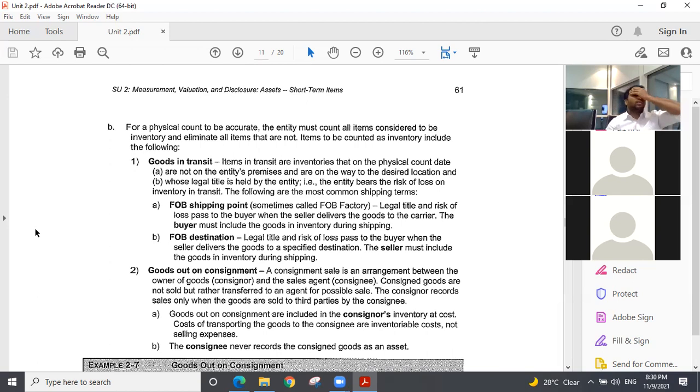For example, in normal cases, when I transport my goods to the customer, that is a selling expense. But here I am transporting my goods to my consignee, just like I am transporting my goods to another warehouse of mine. So this forms part of the inventory cost, clear, not the selling expense. Okay. Then the consignee never records the consigned goods as an asset.